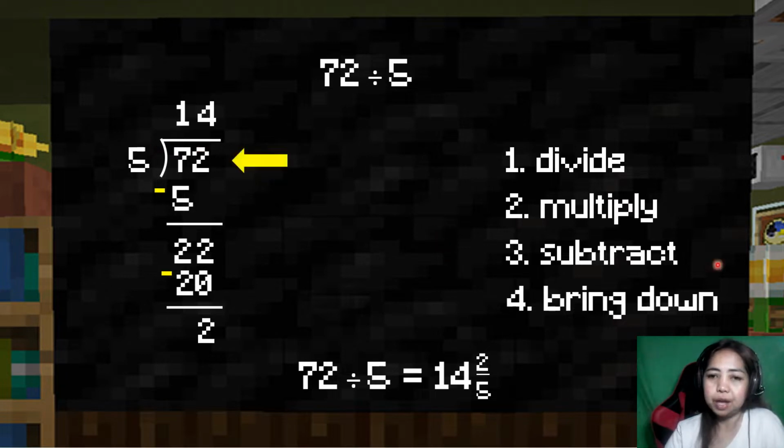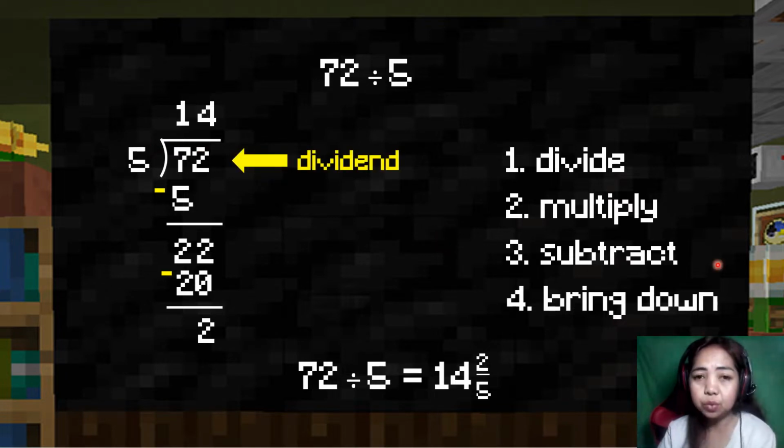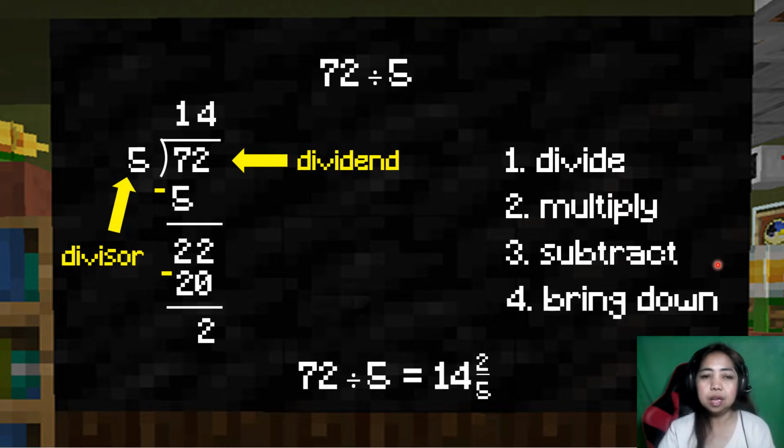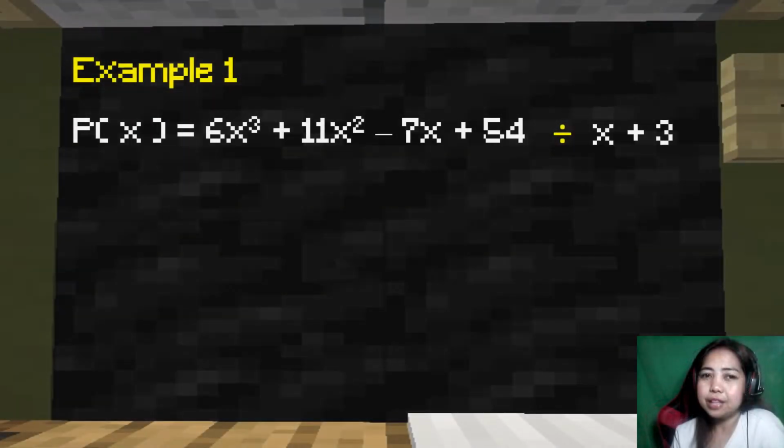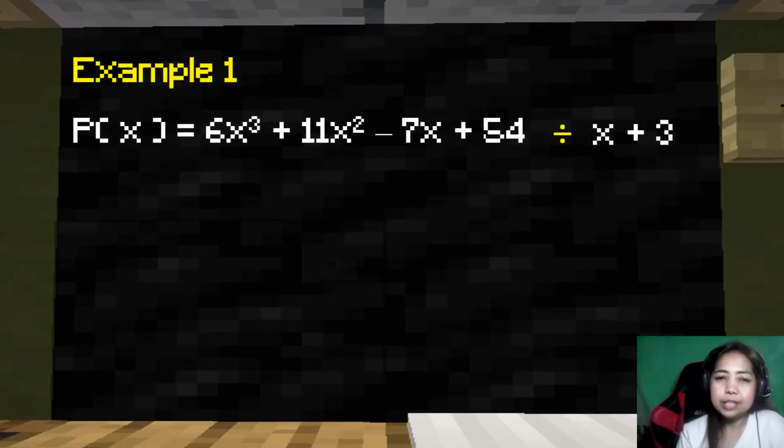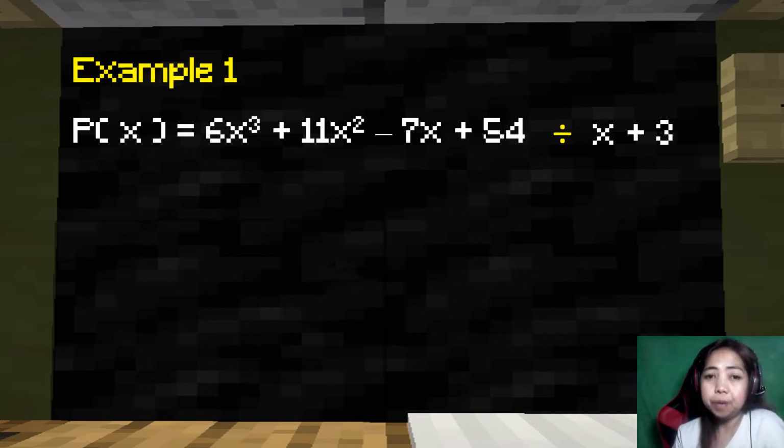So, 2 over 5. Itong 72, we call it as the dividend. And 5 is our divisor. And 14 is our quotient. Itong example na yon sa ating polynomial equation. P of x is equal to 6x cubed plus 11x squared minus 7x plus 54 divided by x plus 3.